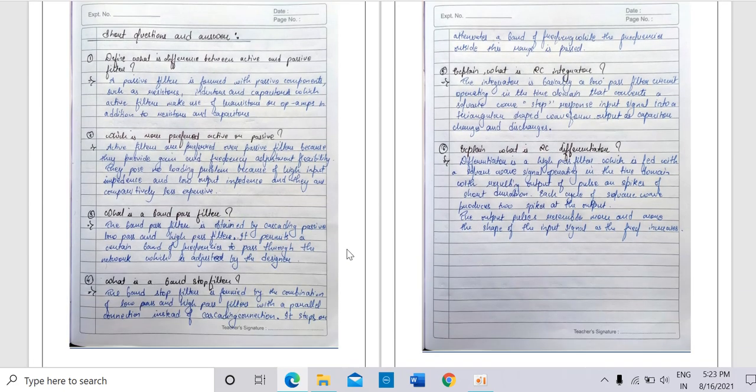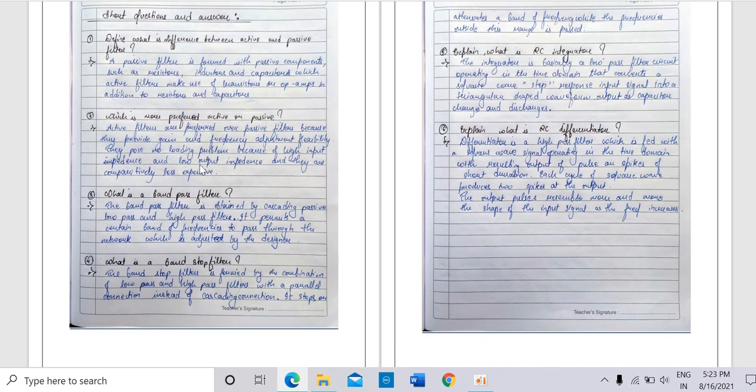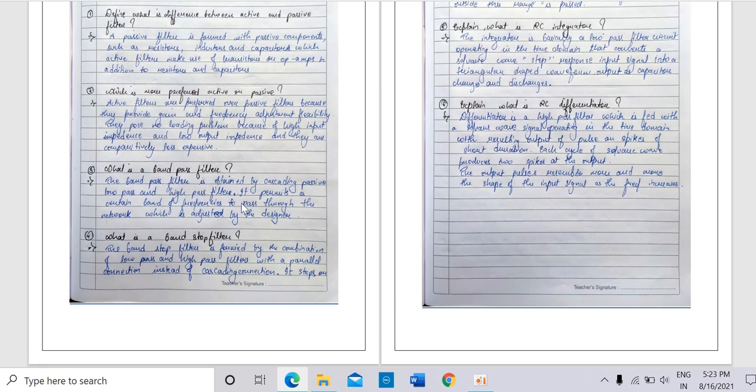And then I have written 6 interesting questions. The first is the difference between active and passive filters. So what is an active filter? An active filter is one which uses active components, and a passive filter is one which uses passive components. Active means it provides power. The second question: which is more preferred, active or passive? Active filters are preferred over passive filters because they provide gain and frequency adjustment flexibility, and they are also comparatively less expensive. Then I have asked what a band pass filter is and answered it here.